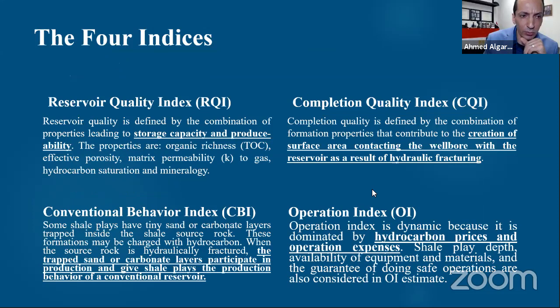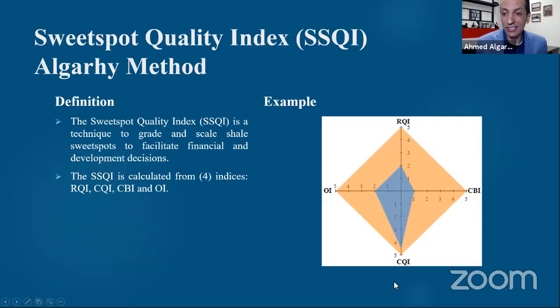Okay. Let's keep moving. This is like a definition. Let me check the time. So this is a definition of what is reservoir quality index, what is completion quality index, what is conventional behavior, what is operation index. This is what I just told you in the slide.